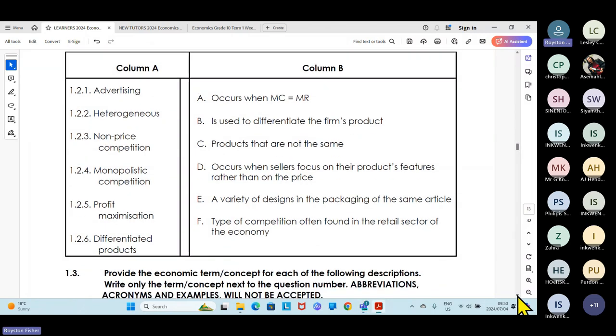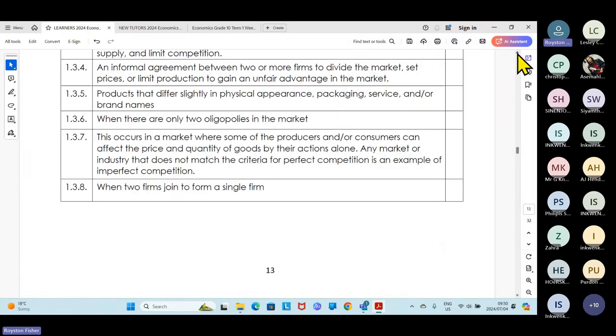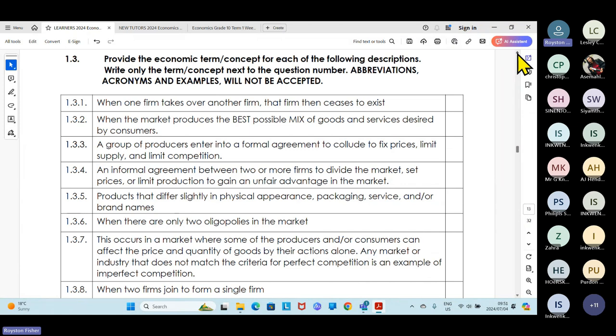So we still have about 10 minutes left of the session. So would we kindly complete these 8 questions for 1.3 so that we can compare it quickly. Right, so 1.3.1, when one firm takes over another firm, that firm then ceases to exist, and then St. Andrews says merger or acquisition. Unfortunately, you can't give two answers, you must just give one answer. So can you kindly give the correct answer there, St. Andrews. Officer Rabai says it's a merger.